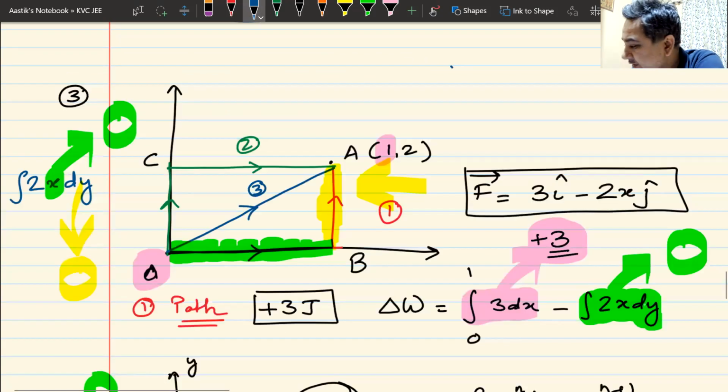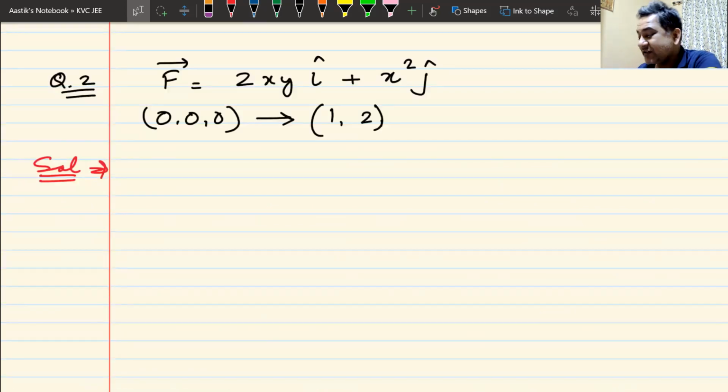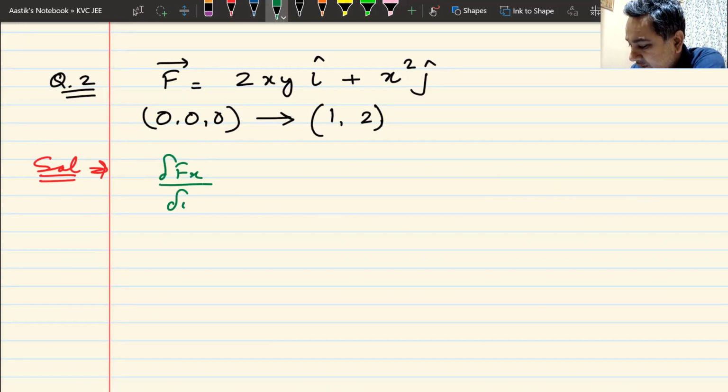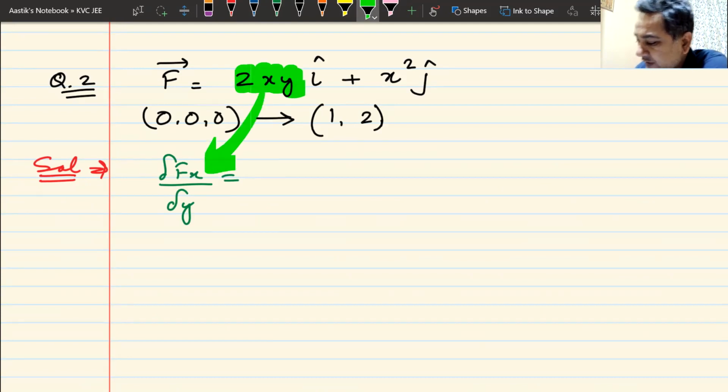Example number 3 that we did, the force was 3i minus 2x. That was a non-conservative force, yes. But the force that I have given you now, you will have to first check whether it is conservative or not. So how do I check it? I find del of fx by del of y. How much is del of fx by del of y? I have to partially differentiate this with respect to y. What will I get?